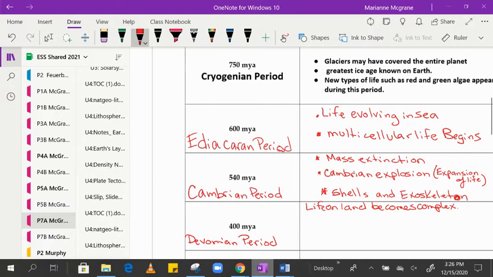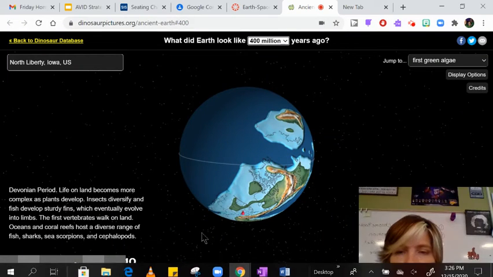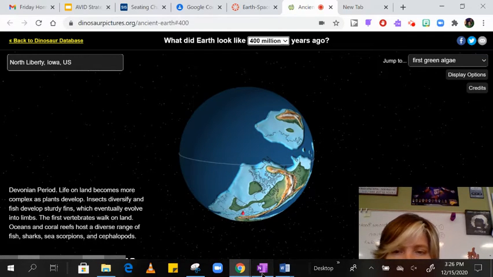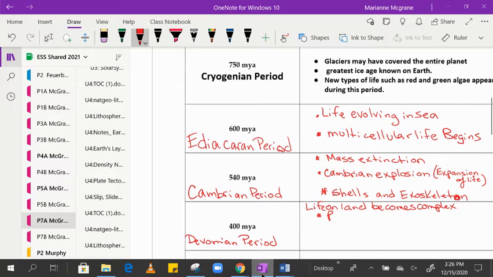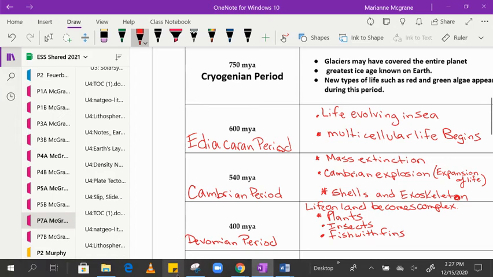Now, let's go ahead and list why it becomes complex. What in the world was happening so that life became complex? It looks like plants are developing. We have insects developing. Fish have fins. So I need to write those down so I don't forget. So we've got plants, insects, fish with fins, and eventually those fins are going to become what they can walk with on land.